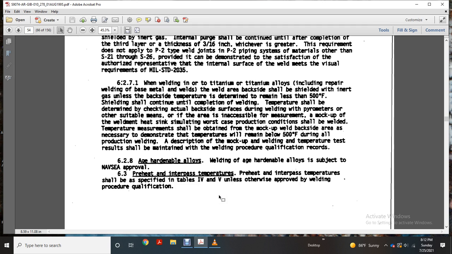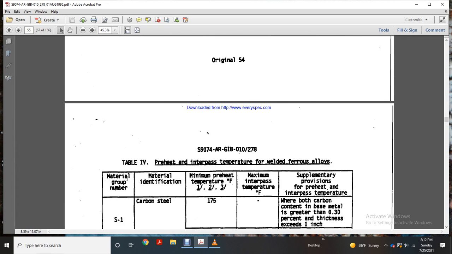Age-hardened alloys. Welding age-hardened alloys is subject to the Naval Sea Systems Command. Preheat and interpass temperature: the preheating and interpass temperature shall be specified in tables 4 through 5 unless they are otherwise approved with the welding procedure qualification.